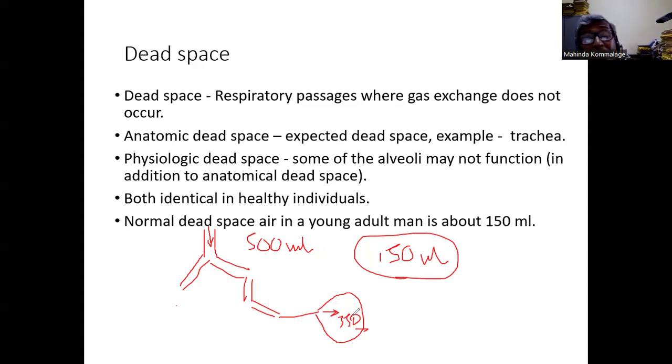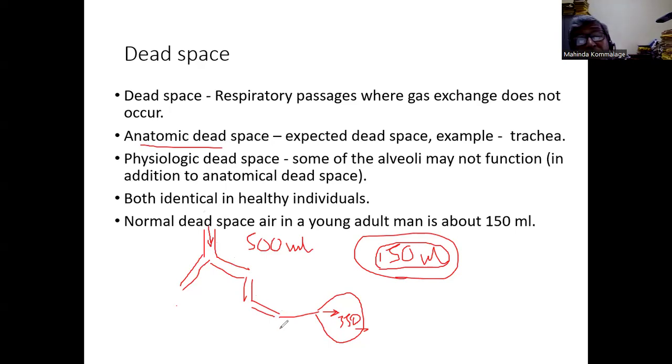So therefore, you can see that a considerable volume is wasted and does not really contribute to gas exchange. This waste volume we call dead space. Actually, the volume retained in this space we call dead space, right? Dead space is due to the arrangement of this airway. There are two types of dead space. Actually, this one is anatomical dead space.